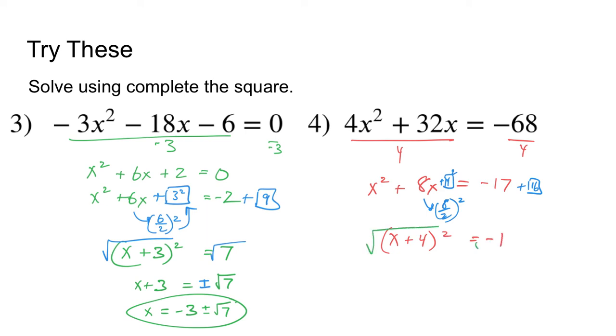I'll take the square root of both sides. That'll make x plus 4 equal to plus or minus the square root of negative 1, which is just i. So my answer here for number 4 is x equals, after I subtract 4 from both sides, negative 4 plus or minus i.